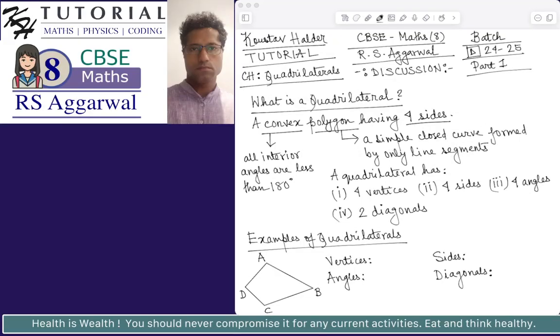Okay, so I have prepared the rough notes that I will discuss about quadrilaterals, as you can see on the right hand side. In this video, I will not solve any problems. In the next video, I will solve the problems of exercise 15A on the chapter of quadrilaterals from the textbook of author RS Aggarwal.